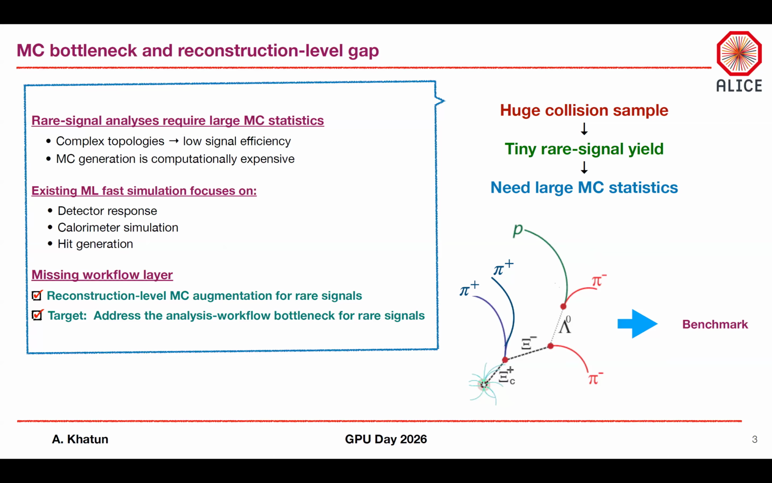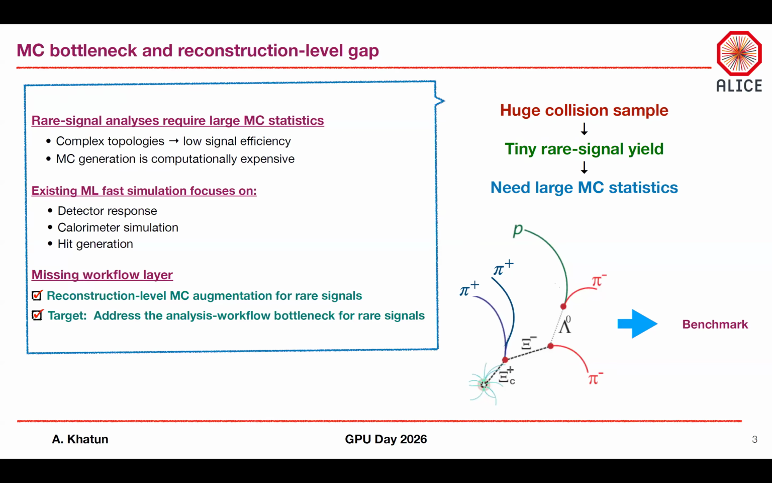There are already use cases for simulations and machine learning, but the bottleneck is when we have a rare particle signal and we need to produce a Monte Carlo sample. After applying all the selection criteria, in the final state we get a very small amount of actual signal. So we need to produce four or five times more Monte Carlo signal. This is why reconstruction level Monte Carlo augmentation for the real signal is required.